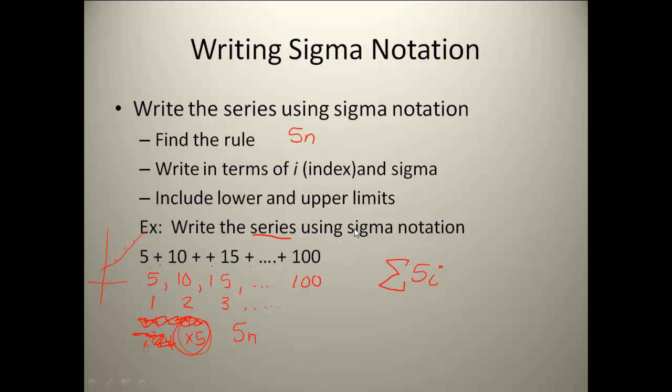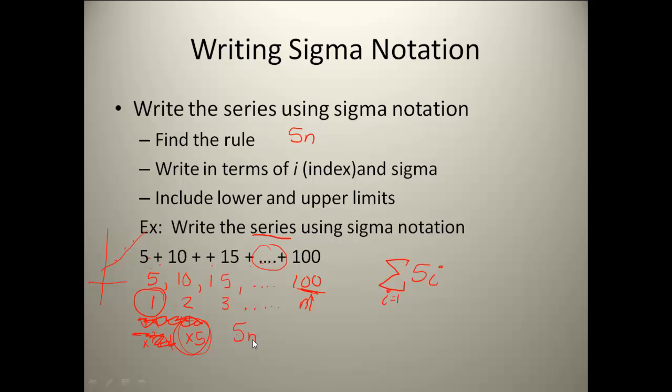And then it says include our lower limit and our upper limit. So down here on the bottom, I'm going to start with i equals 1 because that was the position we started with. But now we have to figure out what position we end with. And we figure that out by looking at this 100. Because of this dot, dot, dot here, this ellipsis, we can't just say we end at 4, because this ellipsis means that there was a bunch of other stuff happening in between. We have to figure out what position gets us to 100.